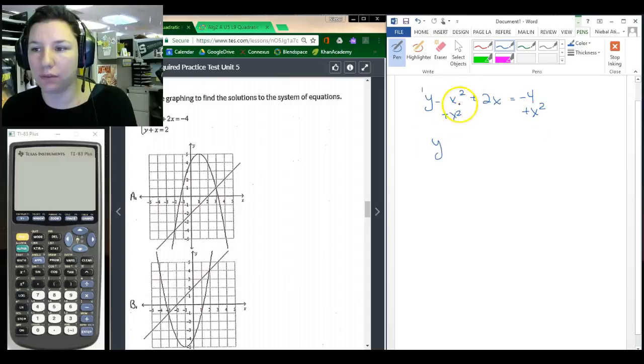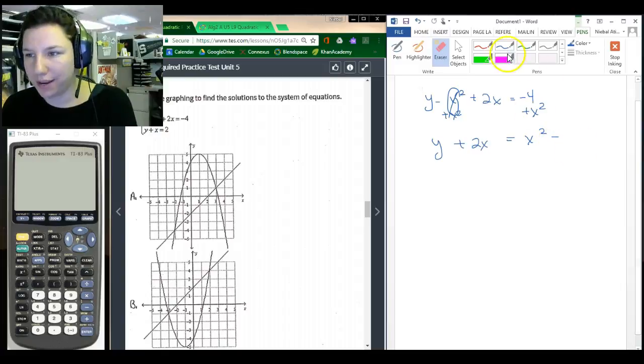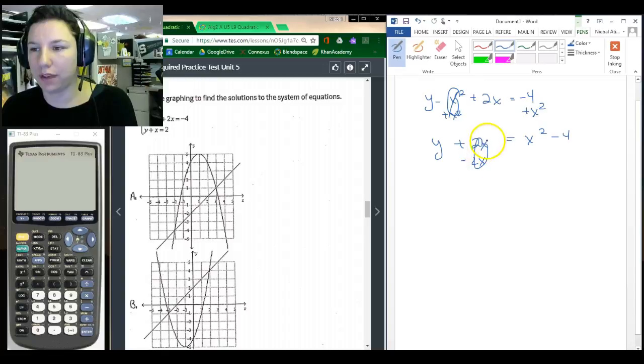So negative x squared plus x squared is 0. So that's y plus 2x equals x squared minus 4. And then we'll subtract 2x here to get 0. So y plus 0 is just 0. And minus it here.